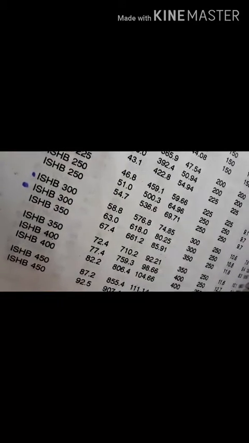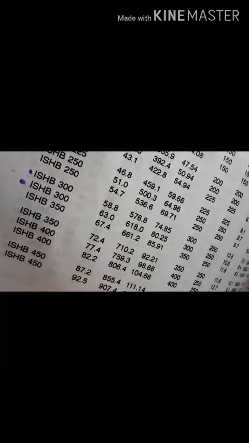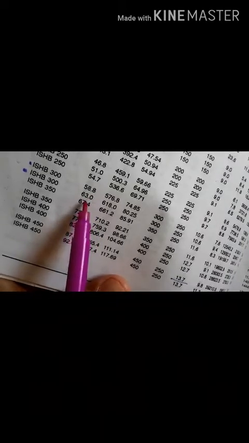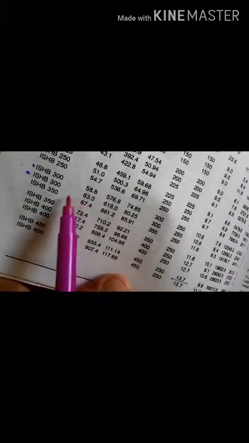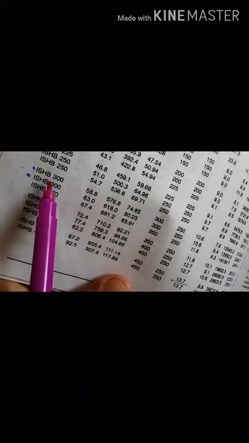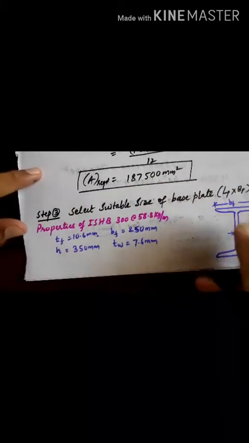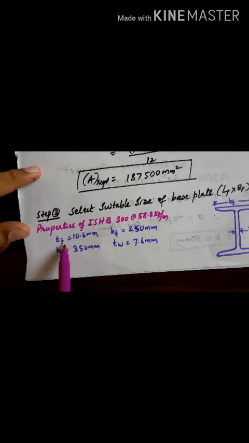Two sections are here, ISHB 300 and ISHB 300, and the weight differs. One weight is 58.8, the other weight is 63. But in our problem, the weight per meter is given as 58.8. You have to take this section and its properties. I have taken the properties from the steel table: thickness of flange, width of the flange, height of the section, that is the depth of the section, and thickness of the web.